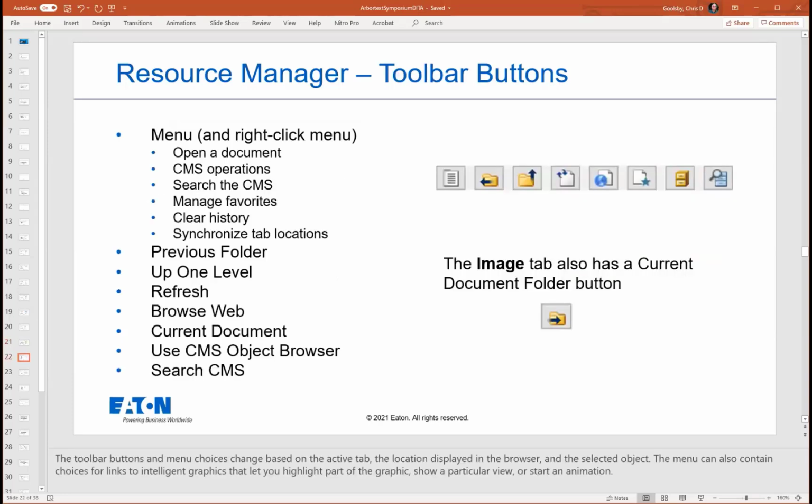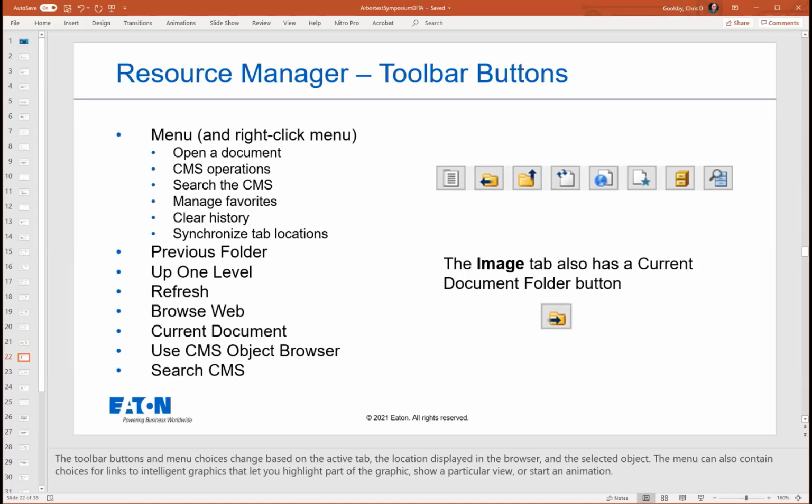Now, the resource manager has a lot of toolbar buttons. It has a menu button, and there's all the different menu choices there. The menu choices that are available change based on what you're doing, which tab is open, and things of that nature. But in general, these are the choices that would be available. This is where, for example, you would turn off synchronization of your tab locations if you didn't want it. You could clear your history. You could do CMS operations. You can manage your favorites and all that nature.